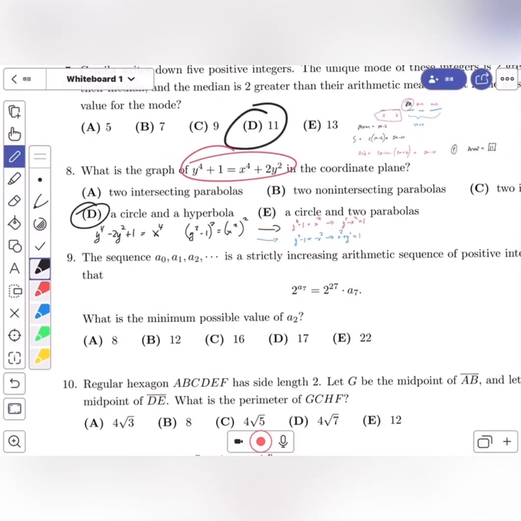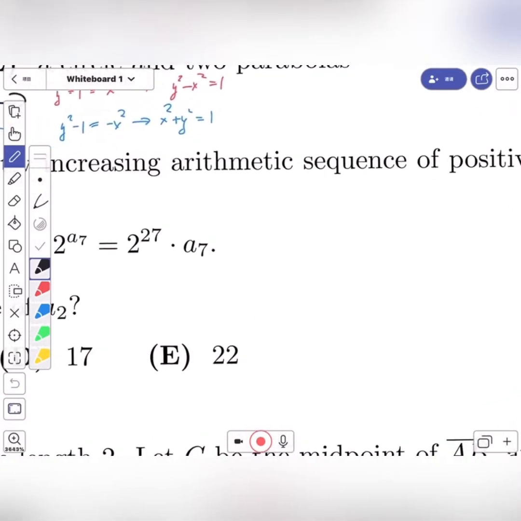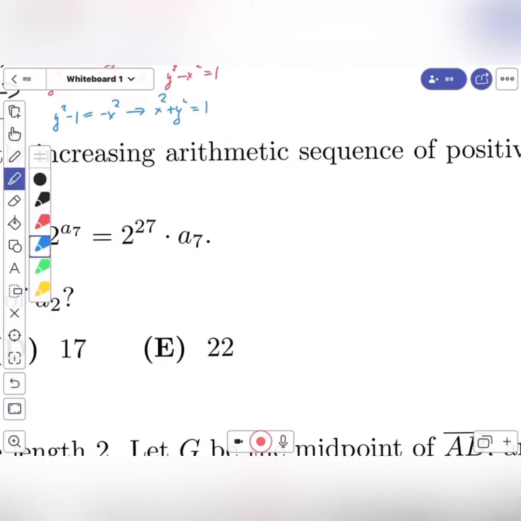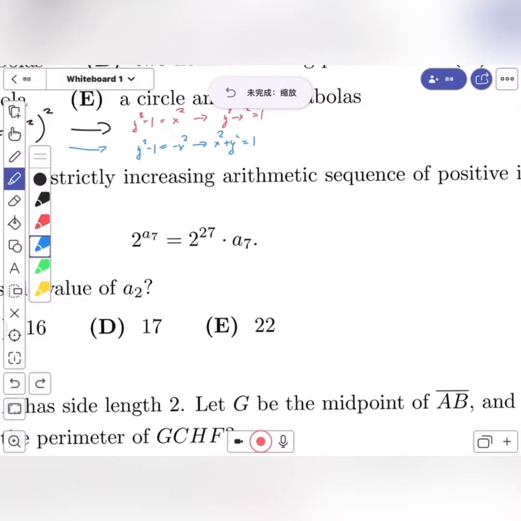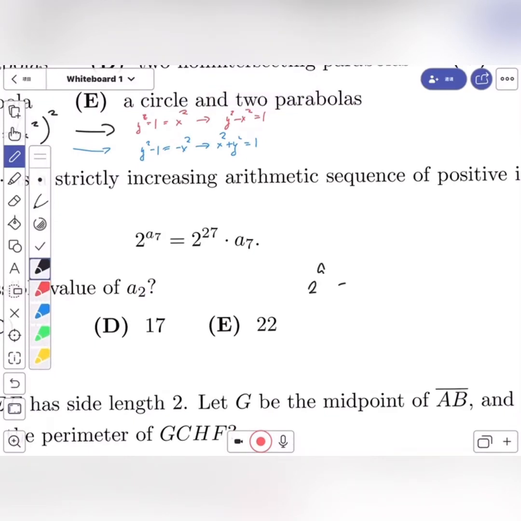The sequence a sub 0, a sub 1, a sub 2 is a strictly increasing sequence of positive integers such that 2 to the a7th power is equal to 2 to the 27th power times a sub 7. What is the minimum positive value of a sub 2? Okay. So now we know that if we have that 2 to the a is equal to 2 to the b times c, then c must be written as 2 to the a minus b power, right? So basically, we can just let a sub 7 be 2 to the m.